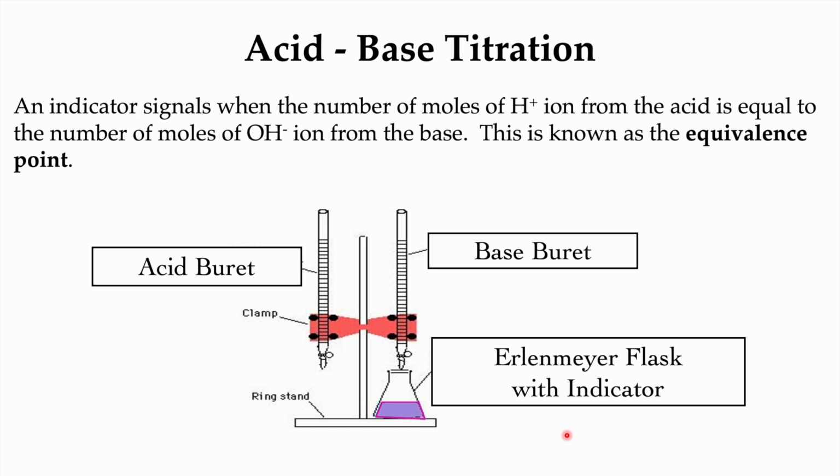Once the indicator changes color, that means that the number of moles of hydrogen ions from the acid is equal to the number of moles of hydroxide ions from the base. This is known as the equivalence point, okay? And this is where we want to stop our titration. Because if we stop our titration exactly at the equivalence point, we can then use the molarity equations and some basic stoichiometry to determine what the concentration of the unknown solution is.